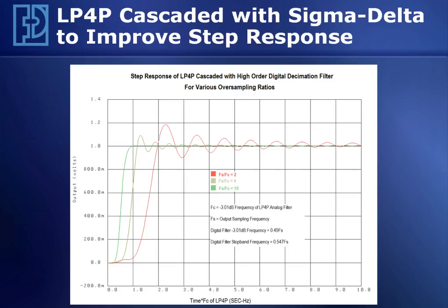So this is something we can do if we have a sigma delta analog to digital converter system. We need to make a shock measurement with it. We can't live with its poor transient response, overshoot and ringing. We can apply a front end analog filter that does have very good transient response and oversample it.